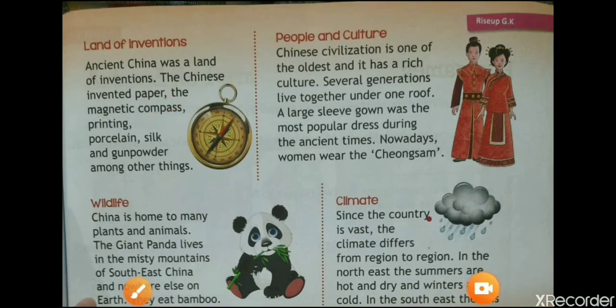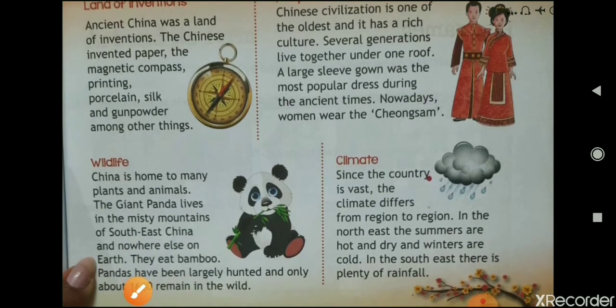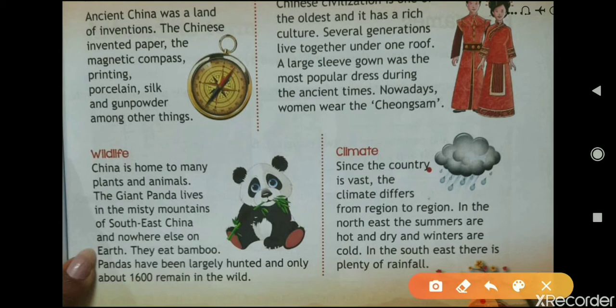Now, people and culture. Chinese civilization is one of the oldest and it has a rich culture. Means Chinese civilization is the oldest, सबसे पुराना, and has a rich culture. Several generations live together under one roof. And large sleeve gown was the most popular dress during the ancient times. As you can see here, large sleeve gowns were worn in China during ancient times. Nowadays, women wear cheongsam. Okay.